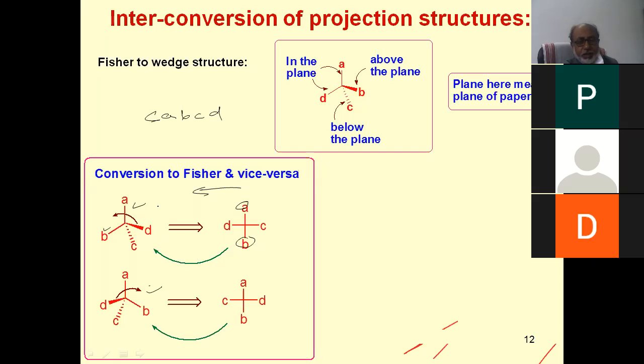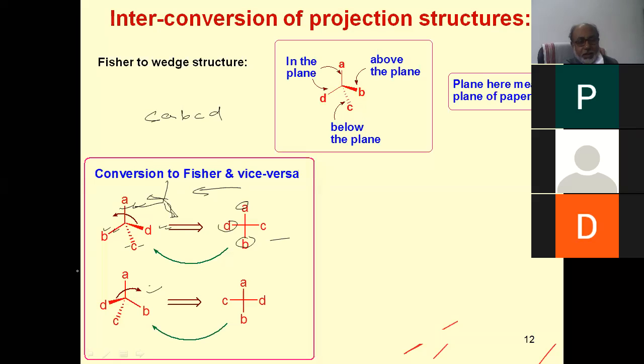So when you go from here to here, what has to be done? The lines in the vertical position, A and B, will go and occupy the position in the plane of the screen. And the group on the right hand side, because your angle is being made here like this, the group which is above the plane will go this side. So this group has to be written above the plane, and this group has to be below the plane.